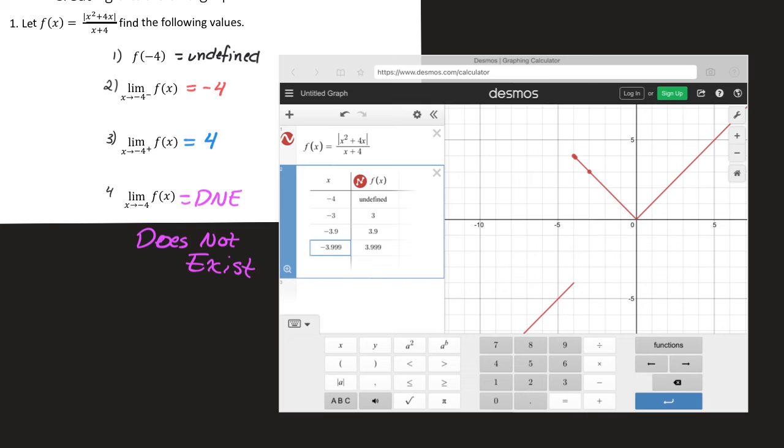Any Mean Girls fans out there might know this from the iconic scene, the limit does not exist. And here is where we use that. The limit does not exist.